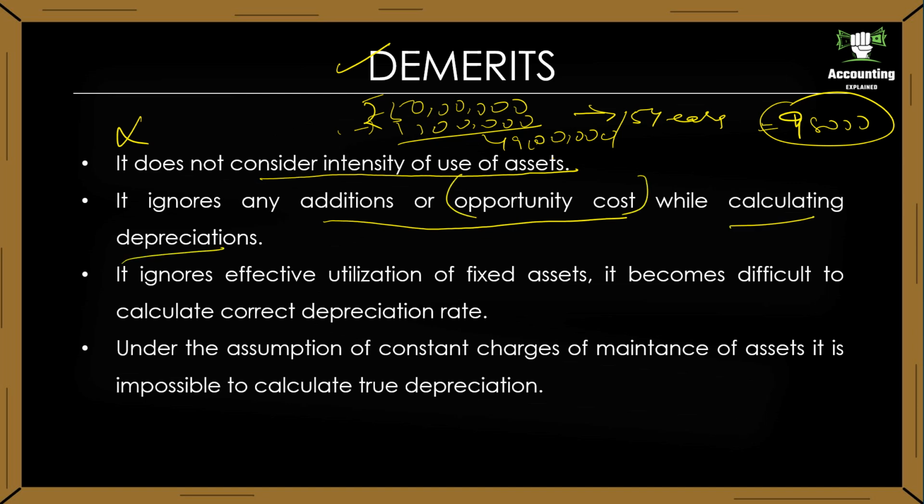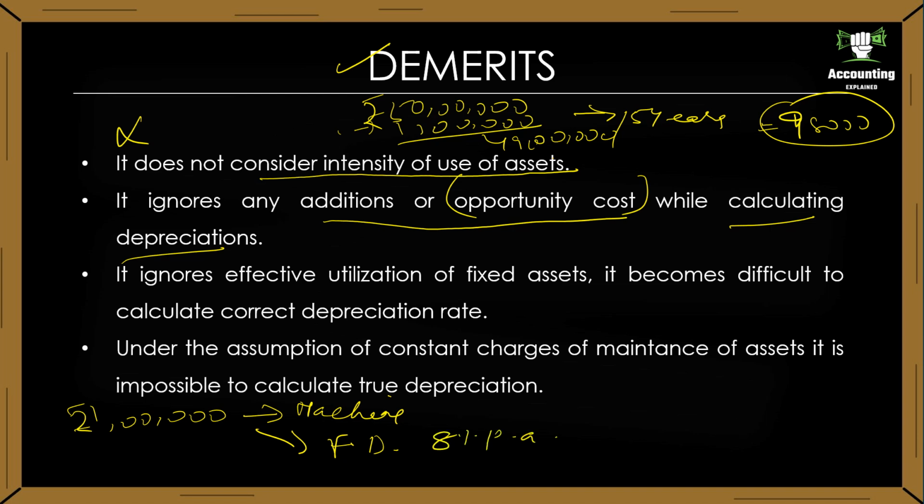What is opportunity cost? Opportunity cost can be defined as the potential benefit lost by choosing one alternative over the other. The straight line method does not consider this. Suppose a company invests rupees 1 lakh for buying a machine. Another alternative is it could have used it for a fixed deposit which will earn 8% interest per annum.